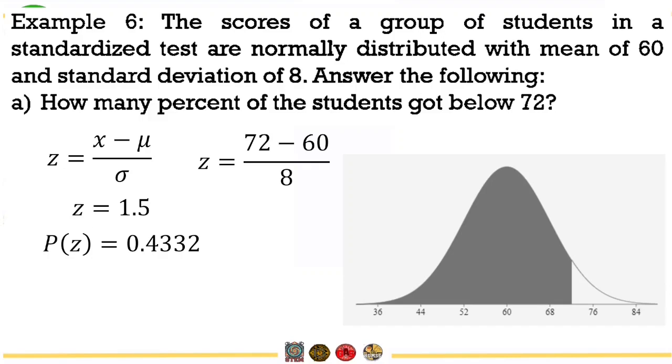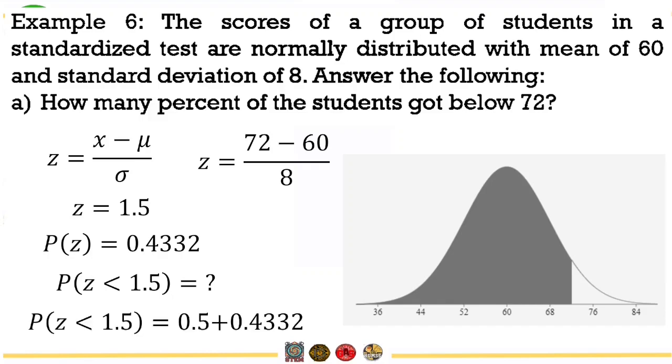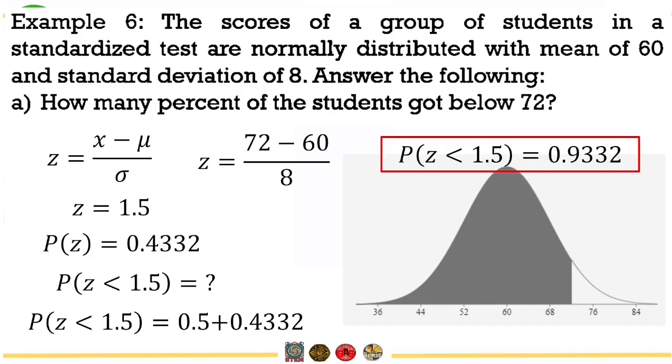So what do we do? Okay, so we must add 0.5. Is this the correct notation? Yes, because you are asked to get the area of the z-value below 1.5. Based on the illustration, is 0.5 plus 0.4332. So the total is 0.9332. But the question asks us in percentage, so times 100.